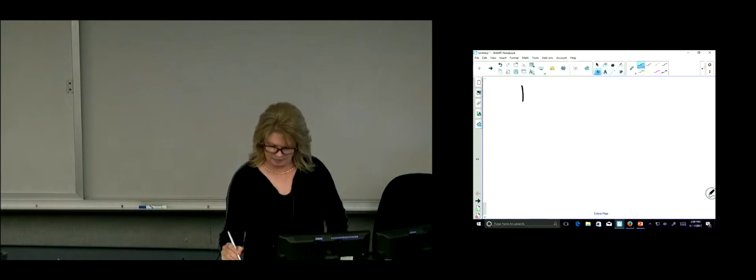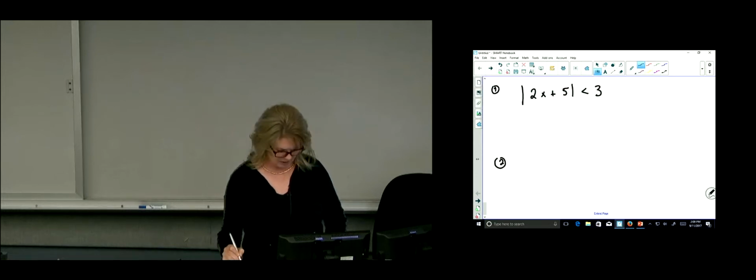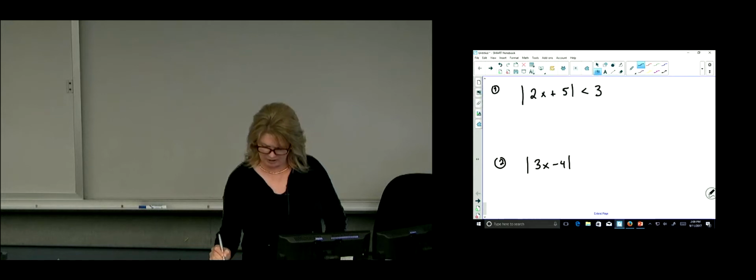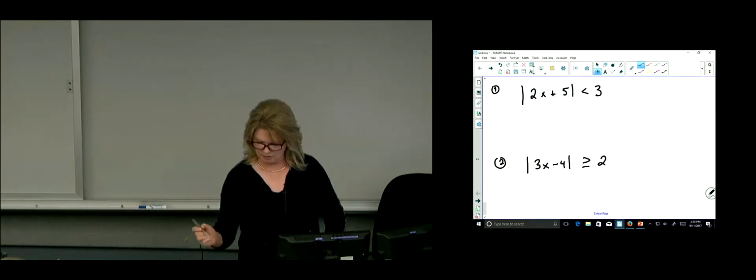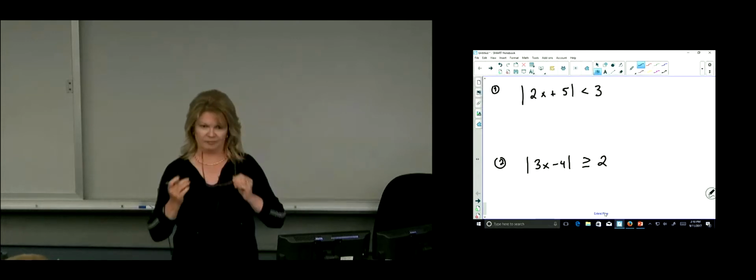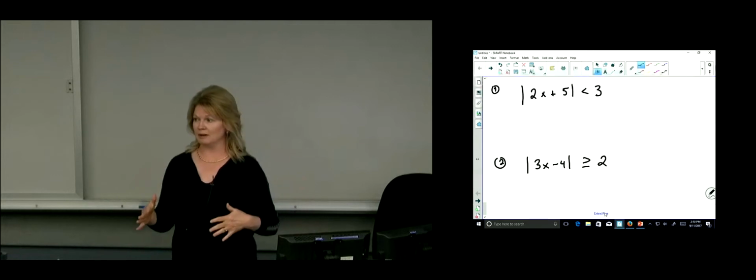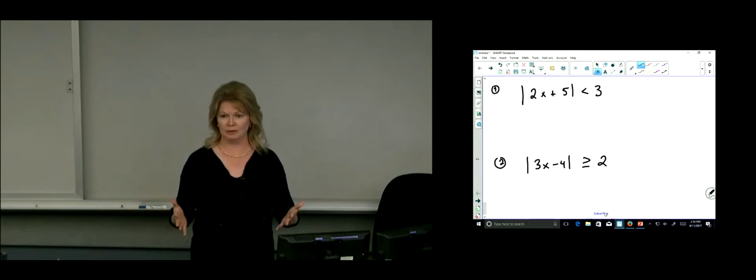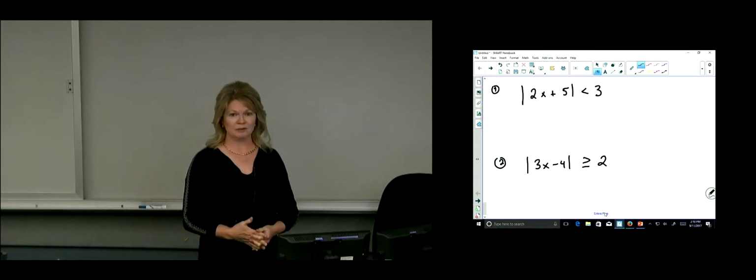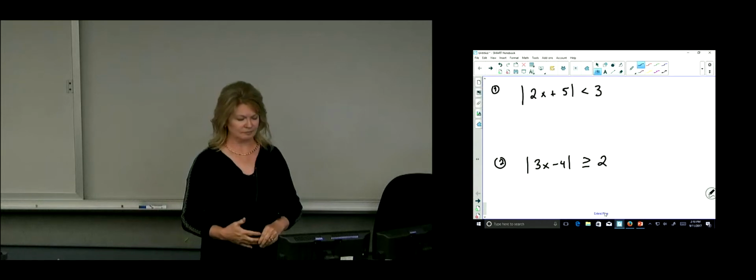Okay, try this one, please. 2x plus 5, we want the absolute value of that to be less than 3. That's that one. And the second one is the absolute value of 3x minus 4 is greater than or equal to 2. So try those. The biggest thing is getting it set up correctly. After that, it's what we've been doing. And write your answer in interval notation.